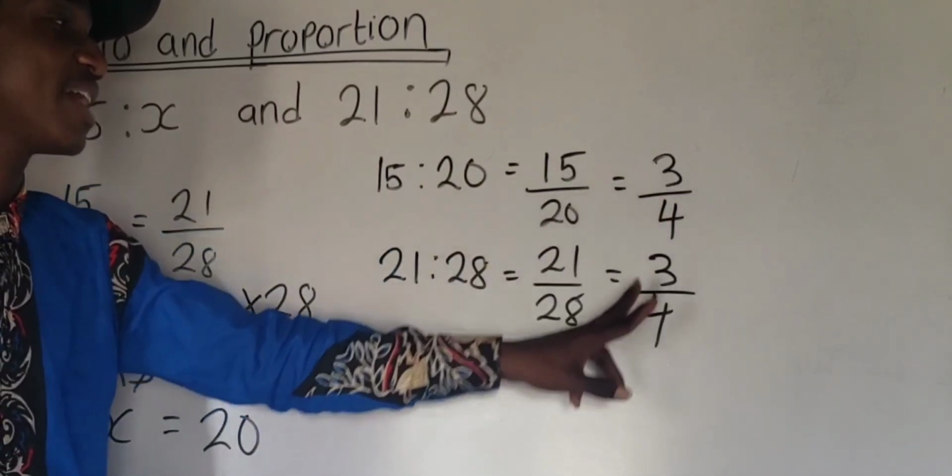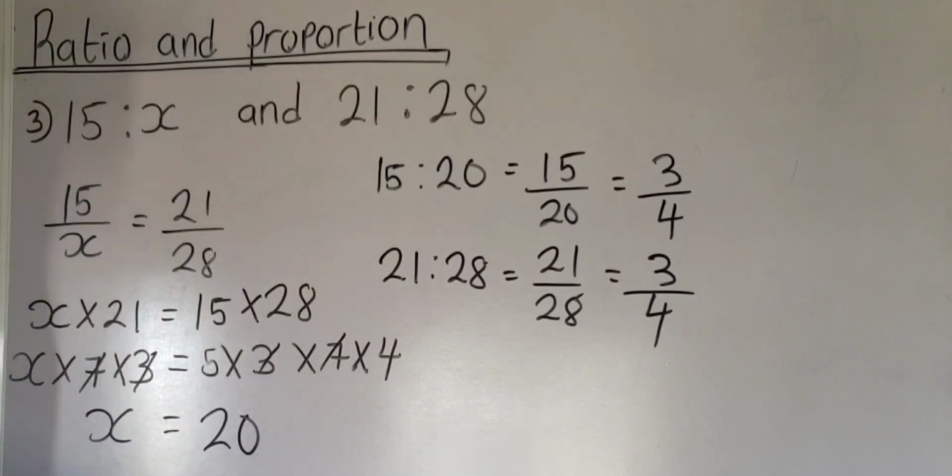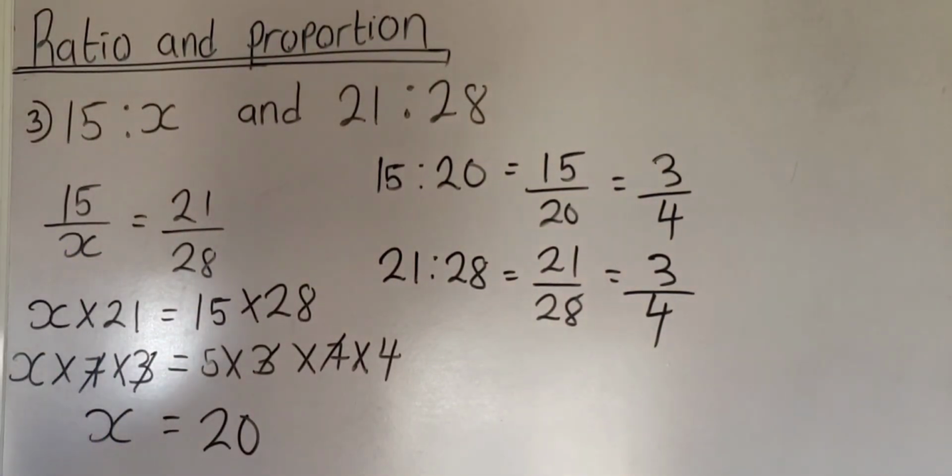So these ratios are equal, since after I reduce their fractions, I have 3 over 4 here, I have 3 over 4 here. That means that these ratios are equal, and the value of x that makes these ratios equal is what? x is equal to 20. That is one of the applied questions that can come under equivalent ratio.